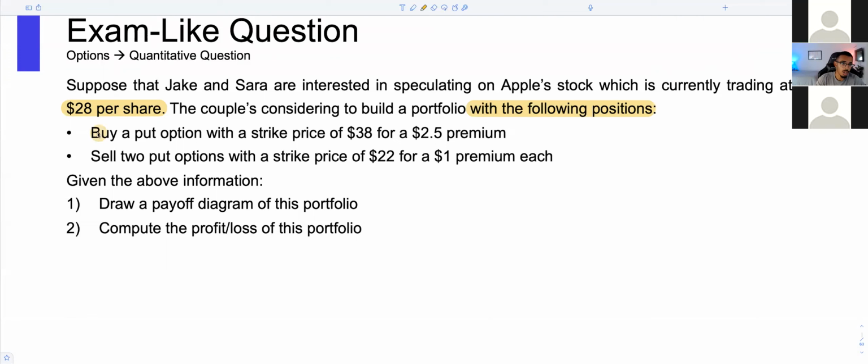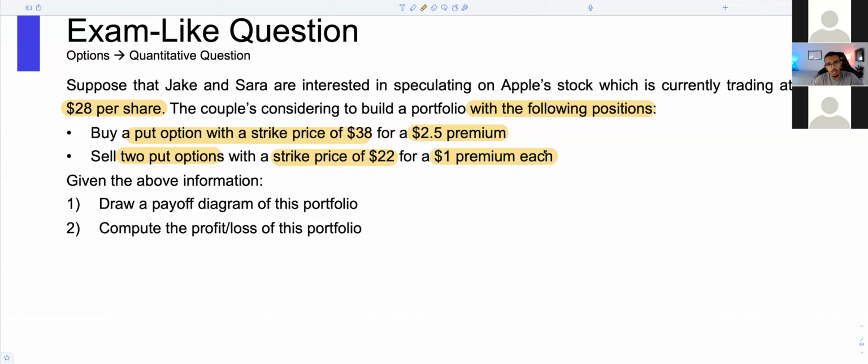A put option with a strike price of $38. However, it also has a premium, so buying this put option is going to cost us money. Then we're also going to sell 2 put options with a strike price of $22, and they have a $1 premium each. So they have a strike price of 22 bucks each and a $1 premium each. Okay, so far so good.